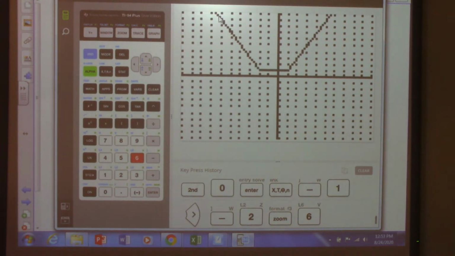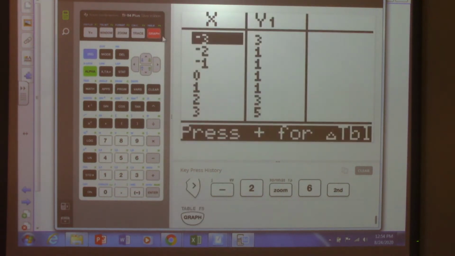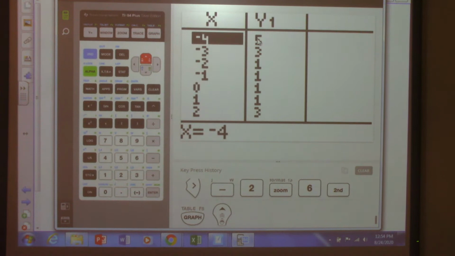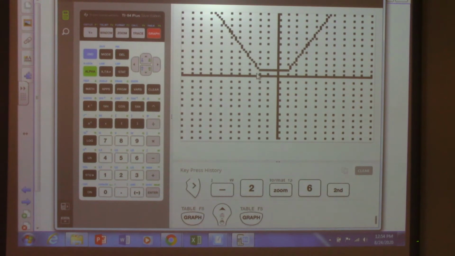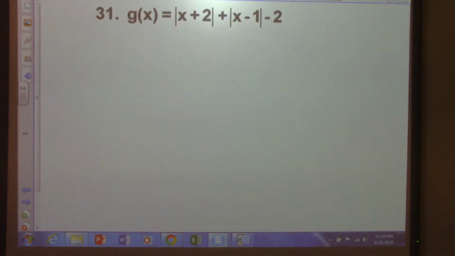You say, okay, it looks like we're decreasing all the way to maybe -2, then staying constant from -2 to 1, then increasing after 1, right? And how do you verify that? You can verify by looking at the table view. So you can see that the function is decreasing until x equals -2, staying constant until x equals 1. So -2 and 1 are the main things we're looking at here. Those are like our critical numbers.